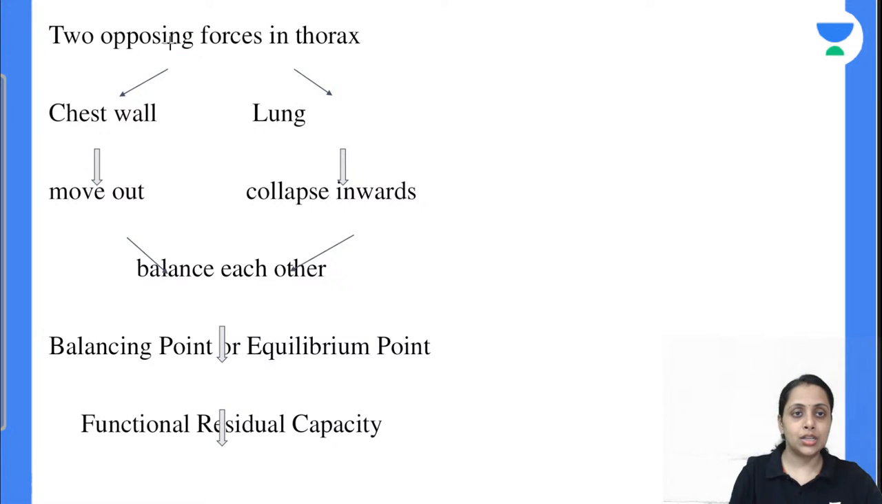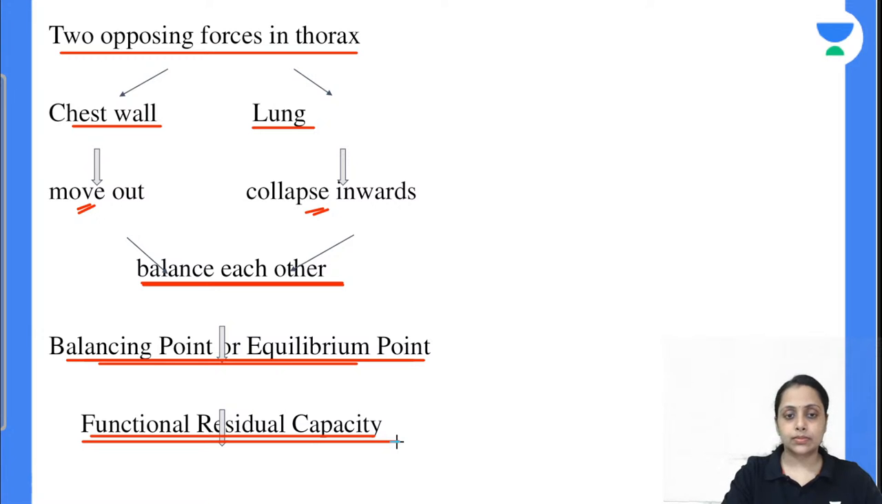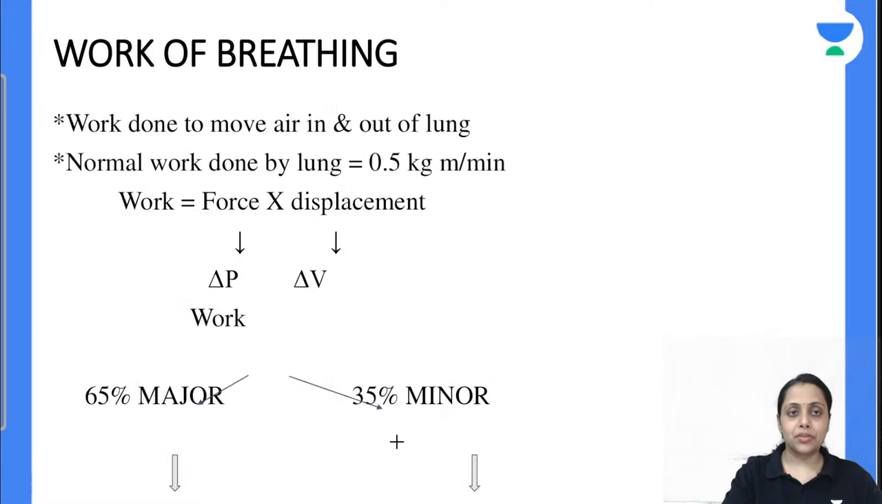So moving further, there are two forces that oppose each other in our thorax. First is the chest wall, second one is the lung. Chest wall has a tendency to move out, lung has a tendency to collapse, and that is the point where they balance out. That is known as the balancing point or equilibrium point, and this equilibrium point corresponds to our FRC. Is this clear?